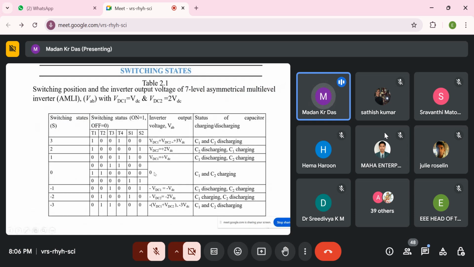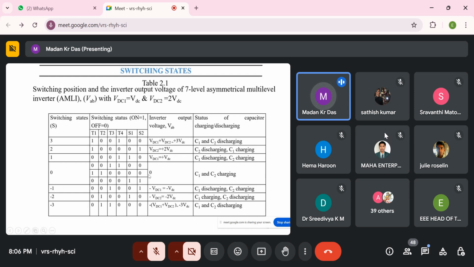Now this is the switching table of the inverter. It means when T1 and T4 are on, it will generate 3 VDC, meaning VDC1 and VDC2 will be added. Second, when T1 and S2 are on, it will generate 2 VDC, and this is the single VDC. So there are almost seven levels: three positive voltage and three negative voltage. So the output will be seven levels.